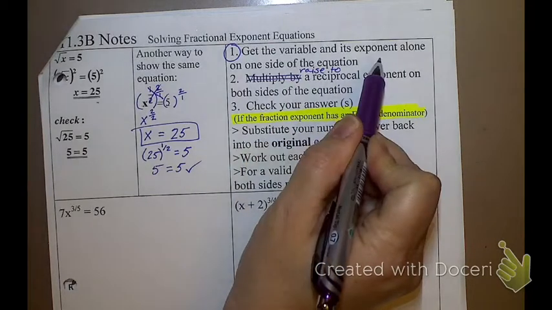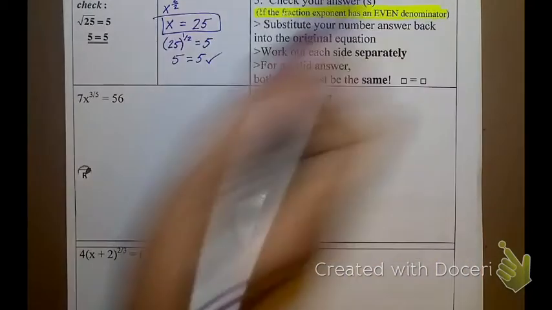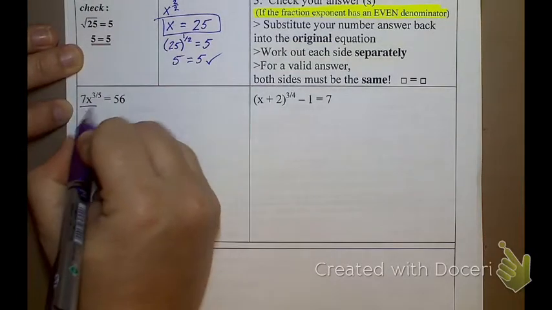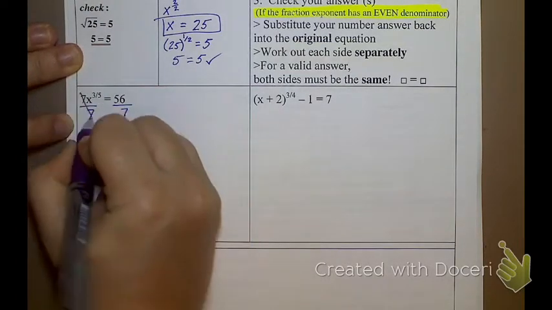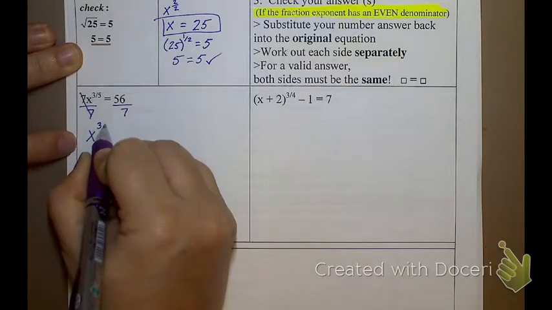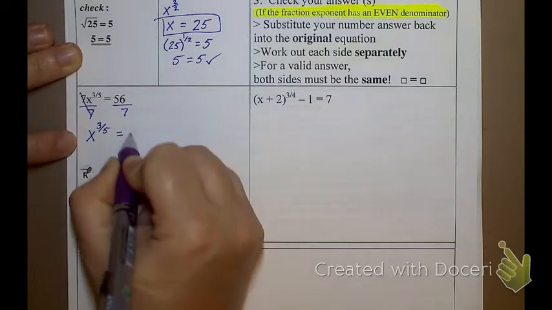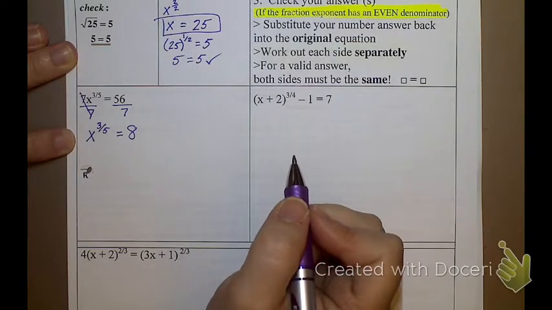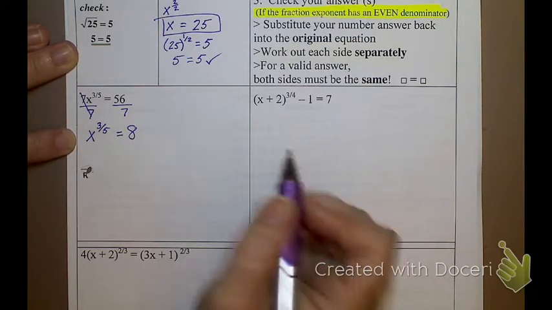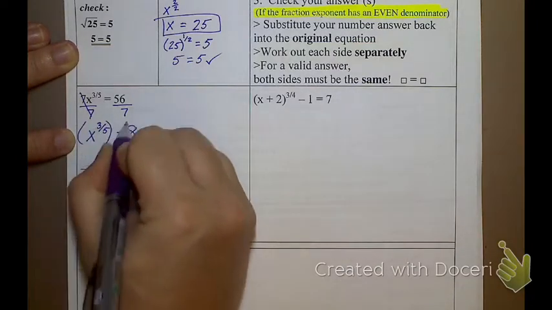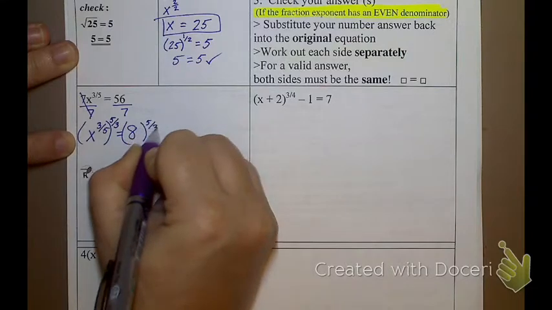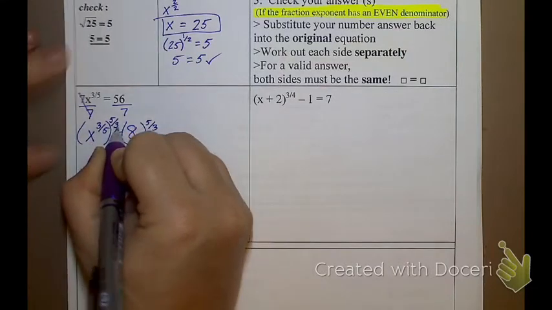Now, going back to step 1, get the variable and its exponent alone. Is the variable and the exponent alone? No. What do I need to do? Divide by 7. That gives me x to the 3/5 power equals what? 8. Now is the variable with the exponent alone. Yes. Okay? So I'm going to raise both sides to a power. What power am I going to raise them to? 5/3. 5/3, the reciprocal. Because that's going to get me 15 over 15, which is 1, which is what I want.